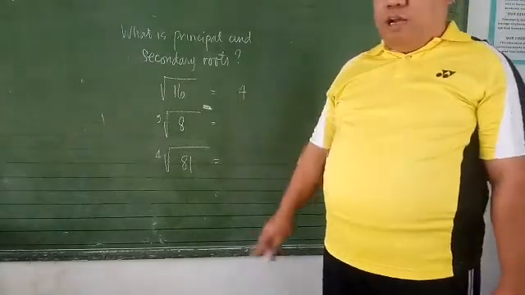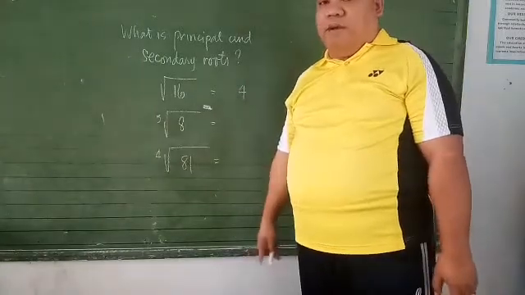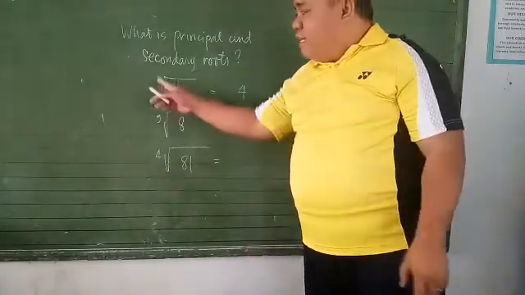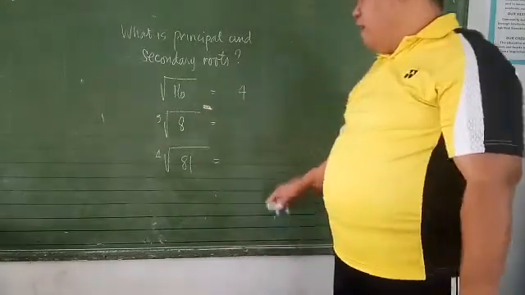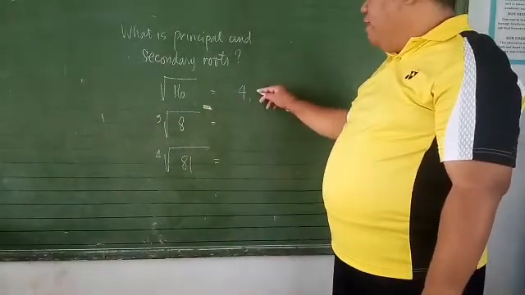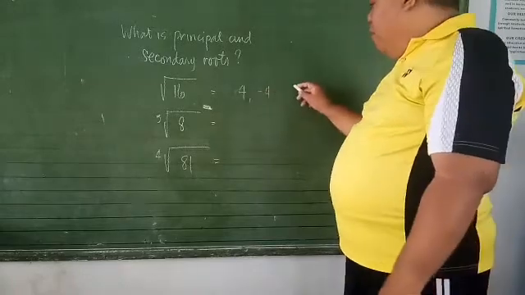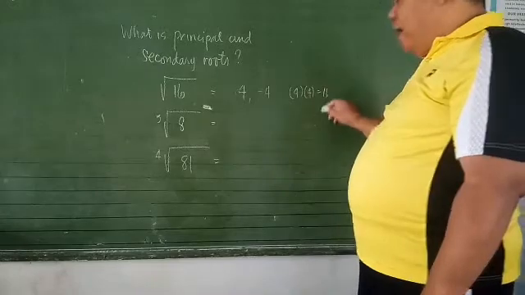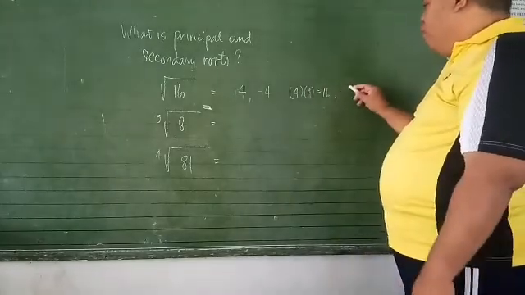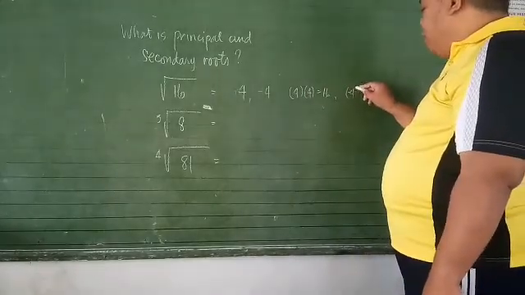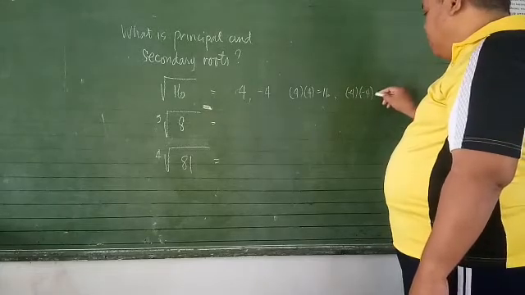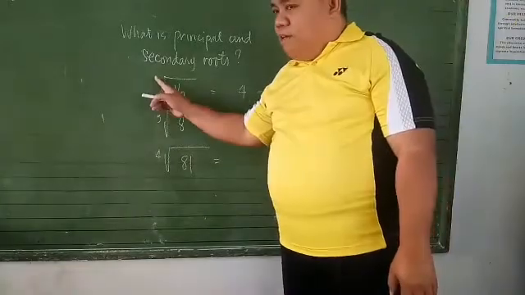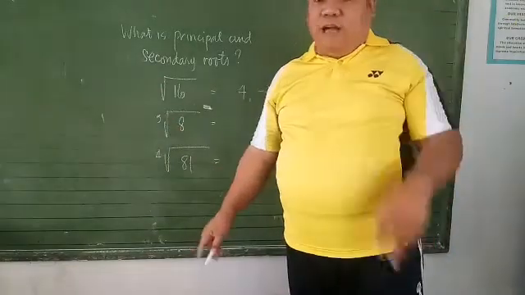Pero, remember, since the index is an even number, kapag even ang index niya, laging dalawa yung roots niya. We can say that 4 and negative 4. Kasi po, remember, 4 times 4 is 16. Diba? And also, negative 4 times negative 4 is 16 din. Ibig sabihin, kapag even ang kanyang index, laging dalawa ang roots niya.